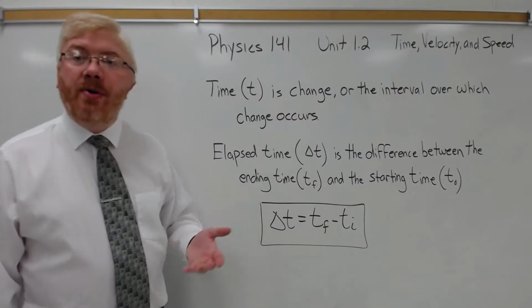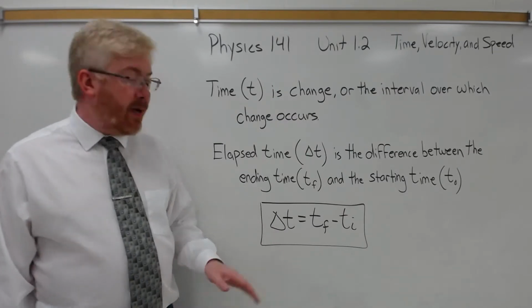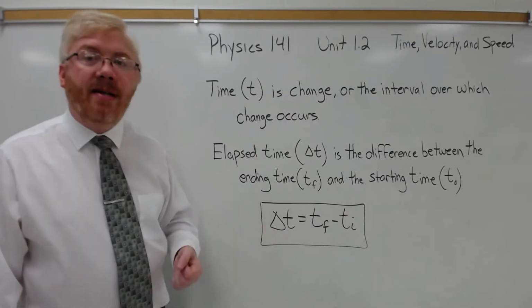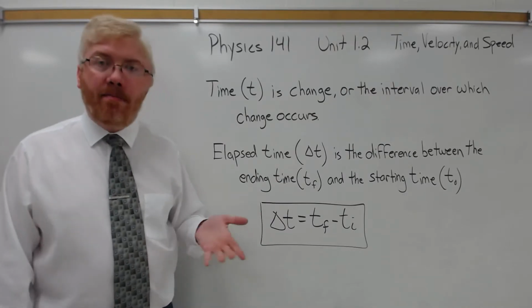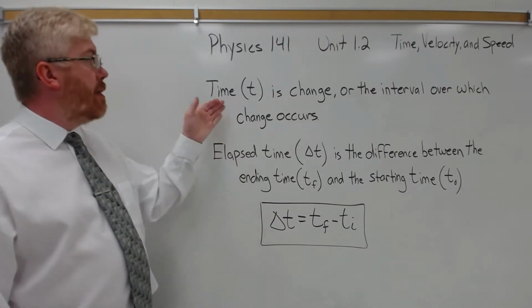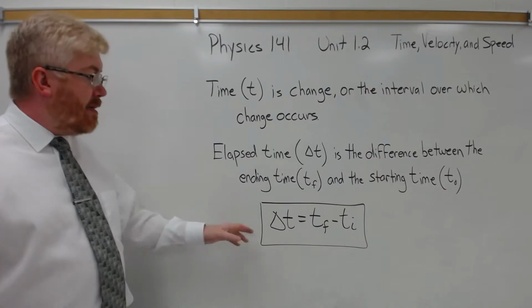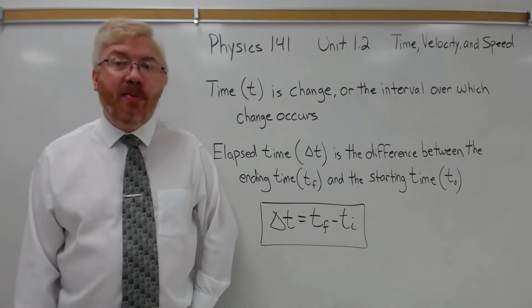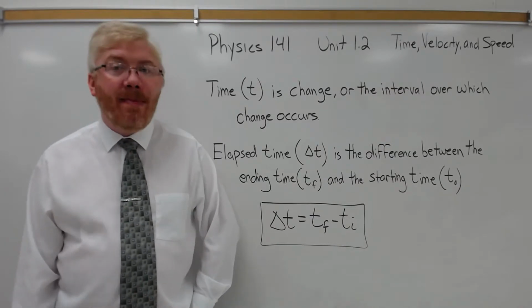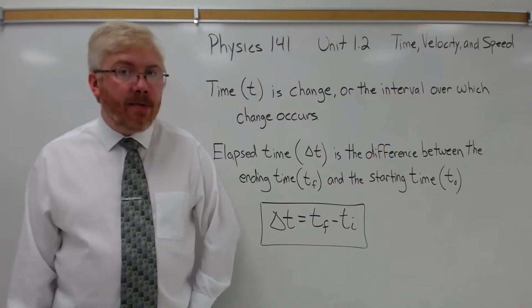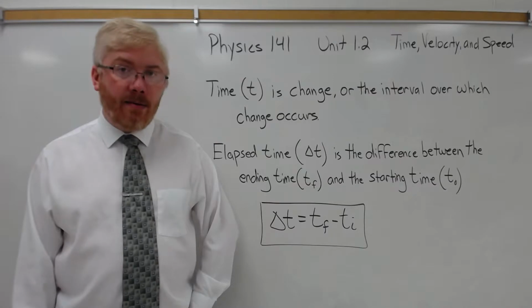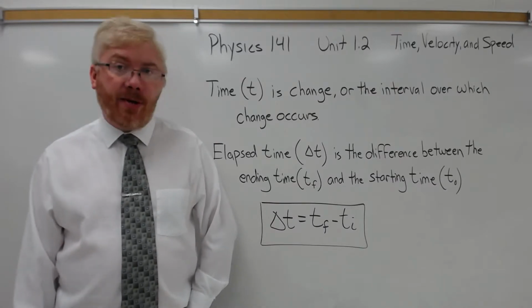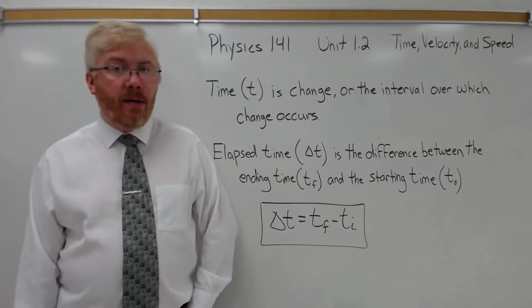This has, of course, units of seconds, SI units, but could be hours, days, years. It just has to have units of time, but we'll be using mainly SI units. So time, though, is not a vector, unlike displacement. Displacement, the direction matters. Time is a scalar quantity. Time only has one direction, right? We go forward.